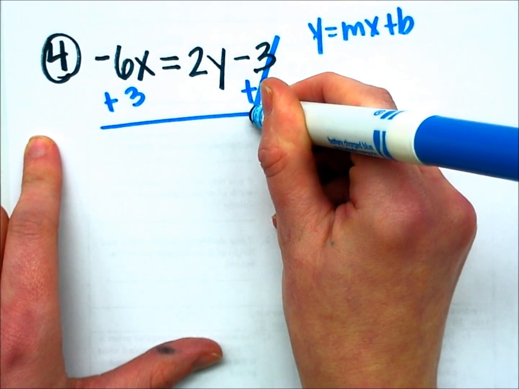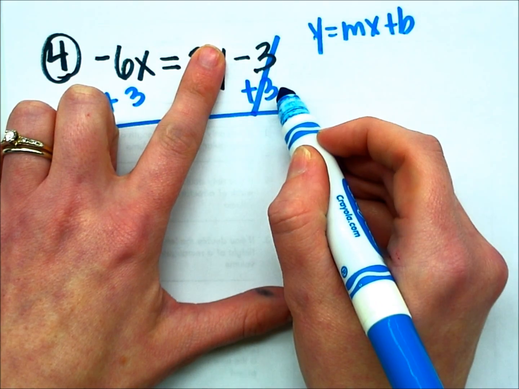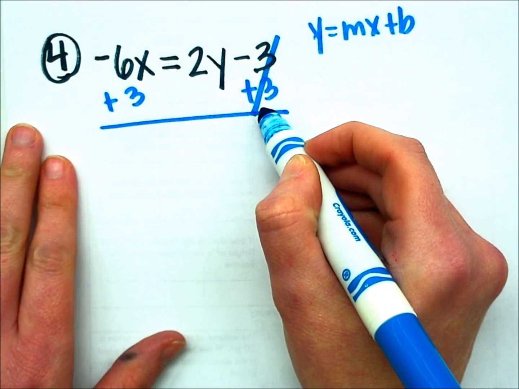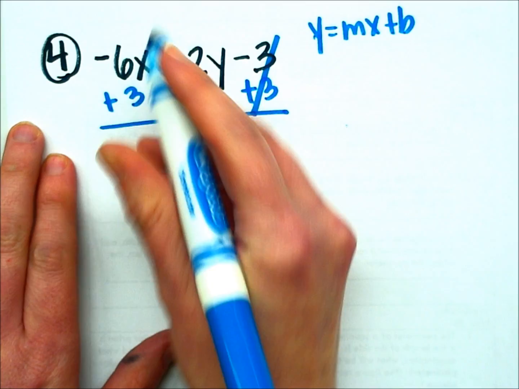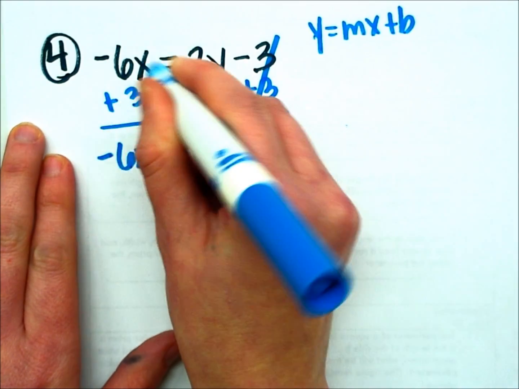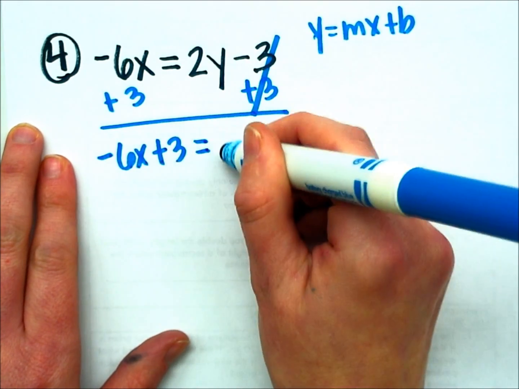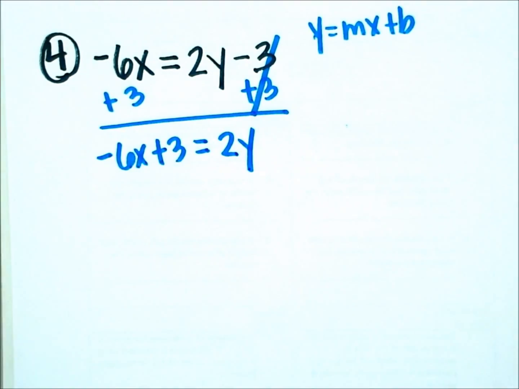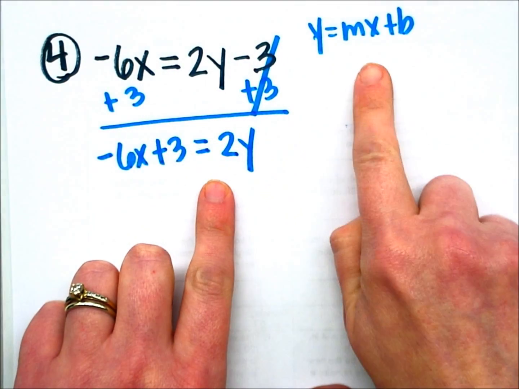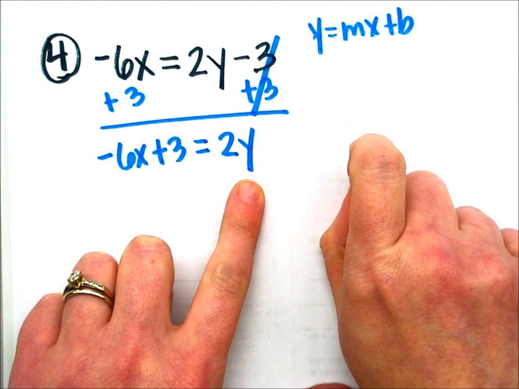Now on this side, the 3's would cancel out because if you think of this as negative 3 plus 3, it makes a 0, which is why I can mark it out. This side would be negative 6x plus 3. These are not like terms and cannot be combined. Bring the equals and the 2y down. Now I'm still looking back at the form y equals mx plus b, and I know that y needs to be alone, and that's not the case here.